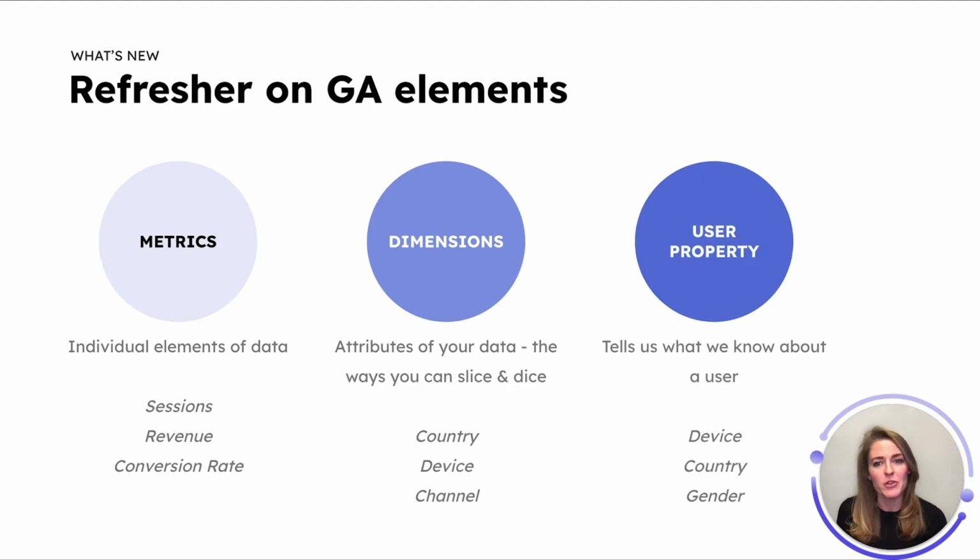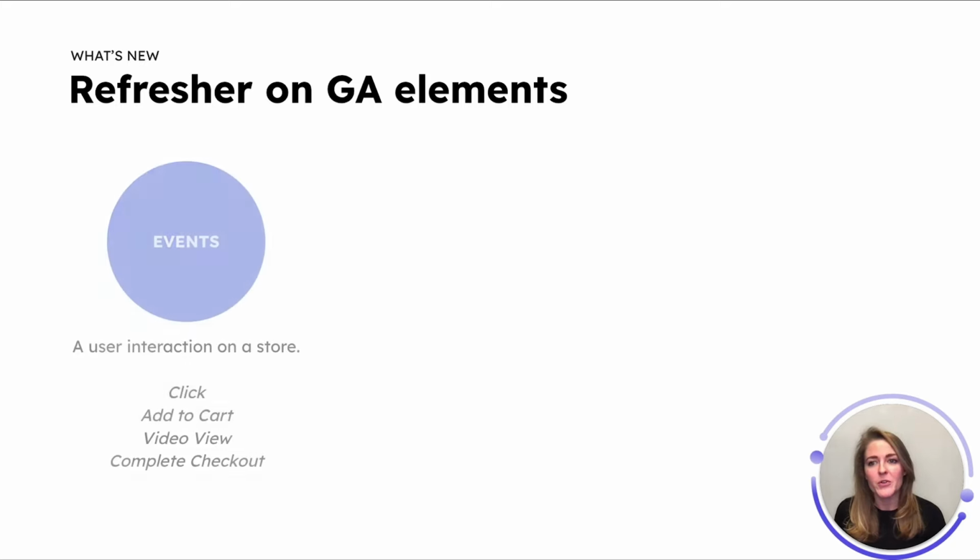We also have our user properties. User properties tell us more about the user. It might tell us the device that they're on, the country they're coming from, or even their gender. And then we also have our events. Events you might remember from Universal Analytics. I definitely ran through them in the last course. It is all about a user interaction on a store. So that includes typically clicks, adds to cart, video views, and complete checkout.